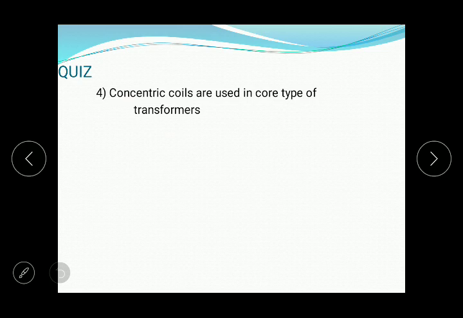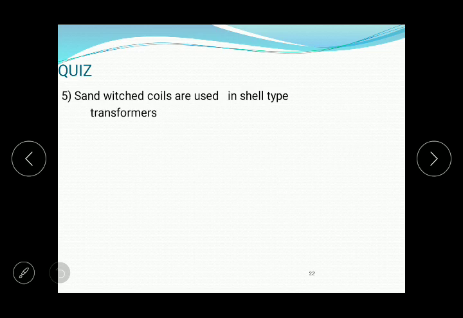The concentric coils are used in core type transformer. Yes, it is true, because it reduces the leakage flux. Sandwich coils are used in shell type transformer. Yes, it is true.